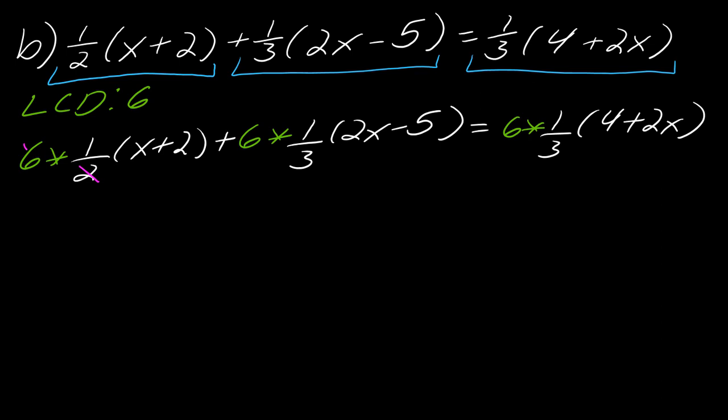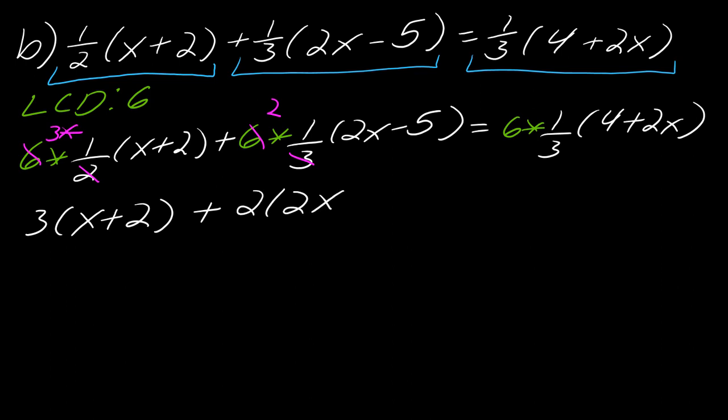So 2 goes into 6 3 times. So this little guy here is going to be 3 times x plus 2. And then 3 goes into 6 2 times. So this is going to leave me with 2 times 2x minus 5. And then for this last one, 3 goes into 6 2 times. So this will leave me with 2 in front of the parentheses.